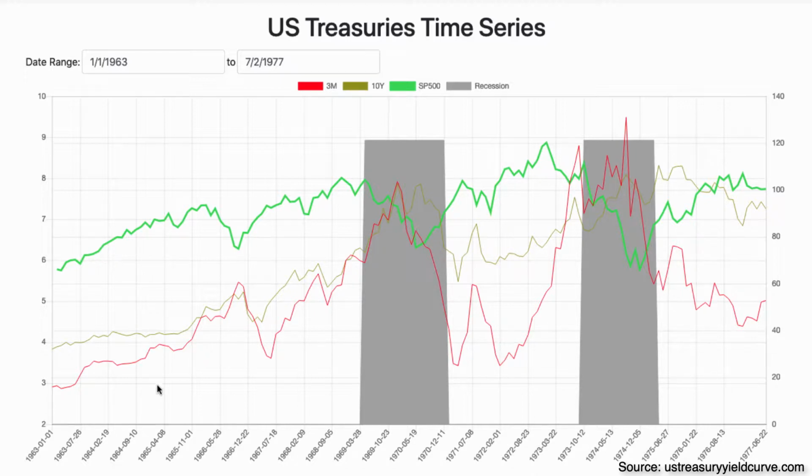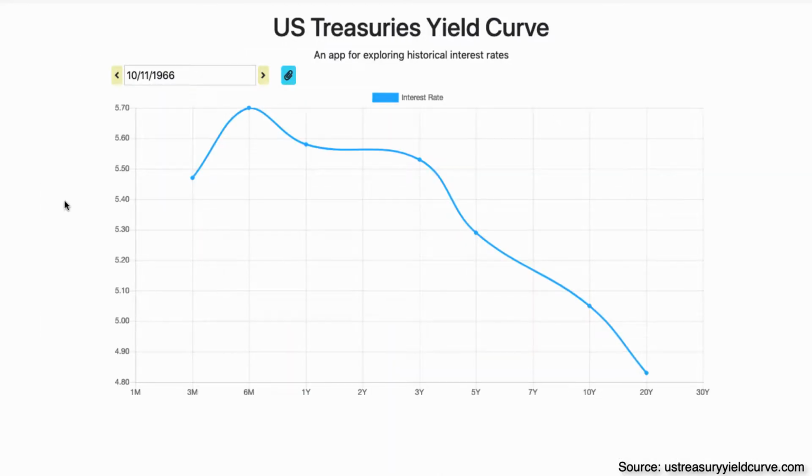When the gold line goes below the red line, that's a good indication of a yield curve inversion. So let's look at what it looked like when the 10-year yield in October of 1966 dipped below the 3-month yield. Here we have a downward sloping yield curve, and this is what has historically been considered an indicator of a recession about to come.